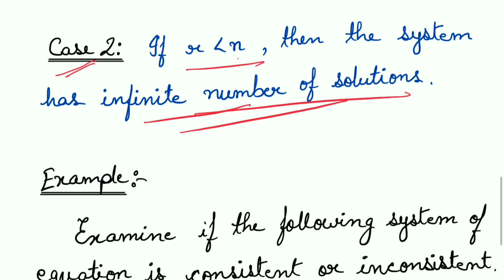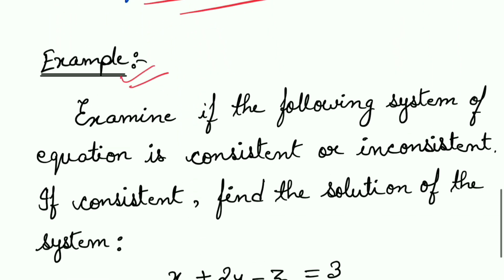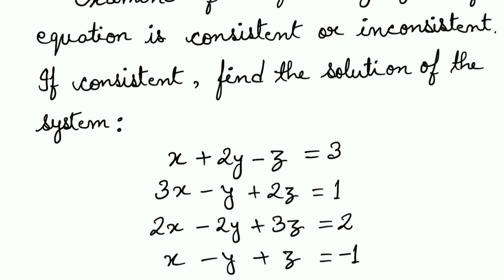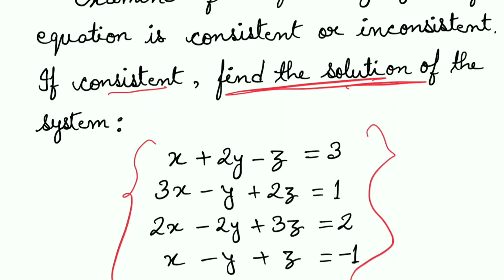Let's proceed to an example and try to understand the consistency and inconsistency of a linear system of equations. Examine if the following system of equations is consistent or inconsistent. If consistent, find the solution of the system. So we are given a system of equations.